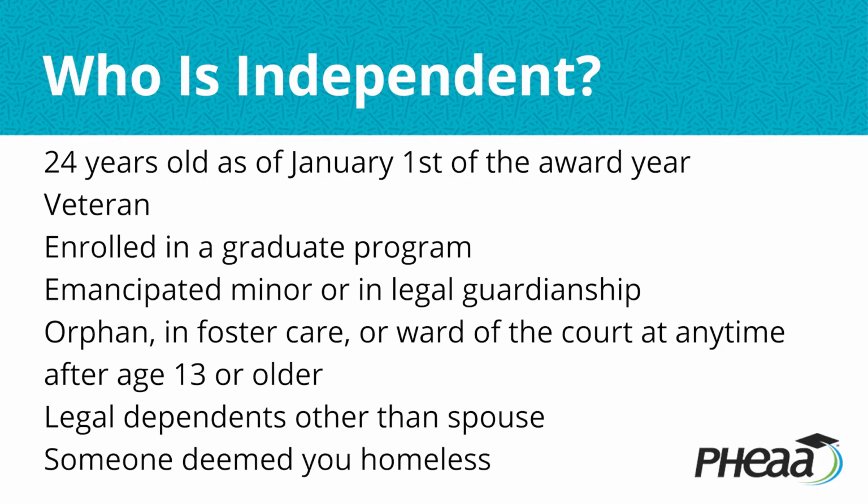Maybe your school district officer, maybe a director of an emergency shelter or transitional home program, or some other legal authority has indicated that you may be homeless. If you answered yes to any one of these questions, then you will be considered independent for the FAFSA and will only need to provide your information, and as I said earlier, spouse if you're married, on the application.